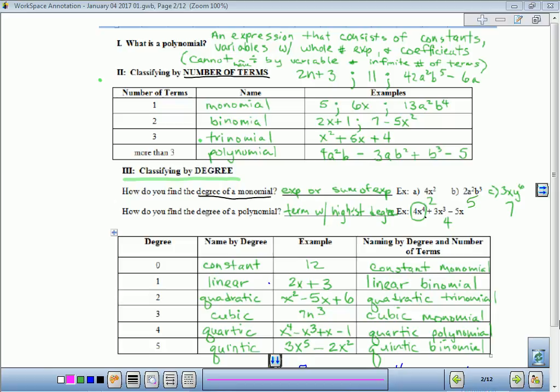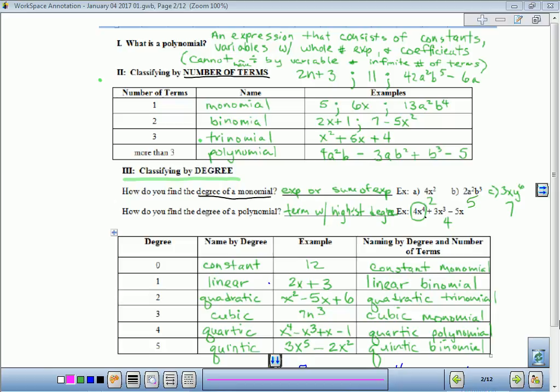So, if it has a degree of 0, that is a constant. Just a number. If it has a degree of 1, we call it linear. A degree of 2, quadratic. 3, cubic. 4, quartic. 5, quintic. After 5, we would just say the 6th degree, the 7th degree, the 8th degree, the nth degree, whatever the degree of the polynomial is. That's all I expect from you.